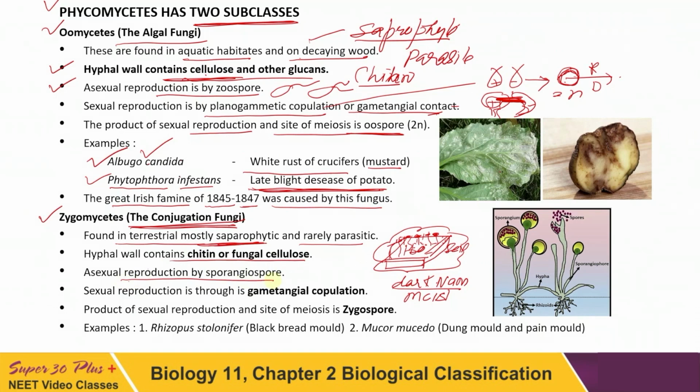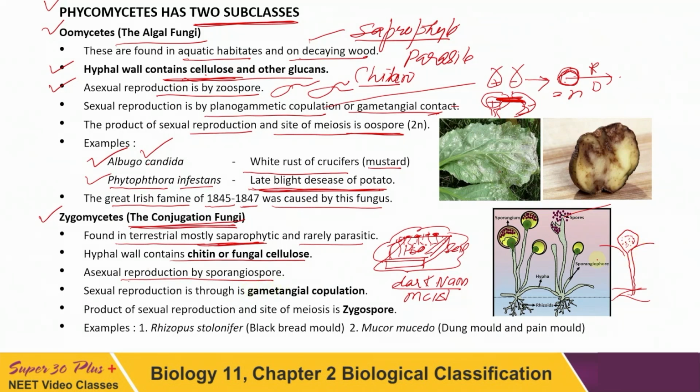Asexual reproduction is by sporangiospores. I told you that time also. You see that these are the sporangia. How will sporangia be formed? These are the hyphae. Some of the hyphae will become aerial. Their tip will be swollen and become round in shape. The nucleus will be transferred here. They will divide by mitosis and so many spores will be formed. That is known as the sporangium, and these spores will be dispersed. They are known as sporangiospores.